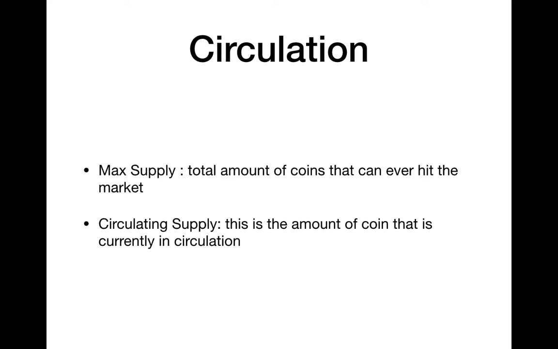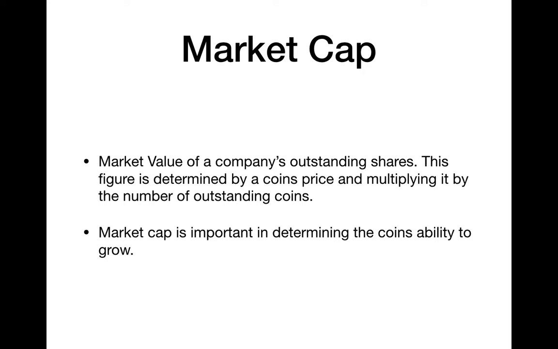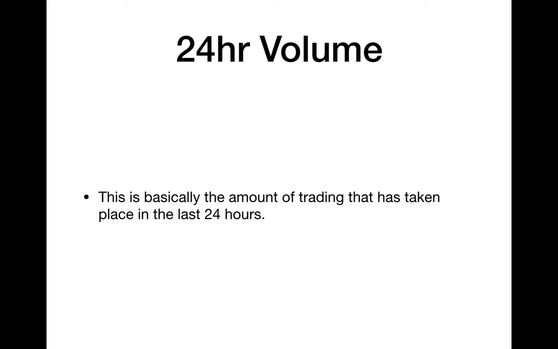Max supply is the total amount of coins that can ever hit the market. Circulating supply is the amount of coins that is currently in circulation. Market cap, you'll hear a lot about me talking about market cap. That's the market value of a company's outstanding shares. The figure is determined by a coin's price multiplied by the number of outstanding coins. Market cap is important in determining the coin's ability to grow. 24-hour volume is basically the amount of trading that has taken place in the last 24 hours.